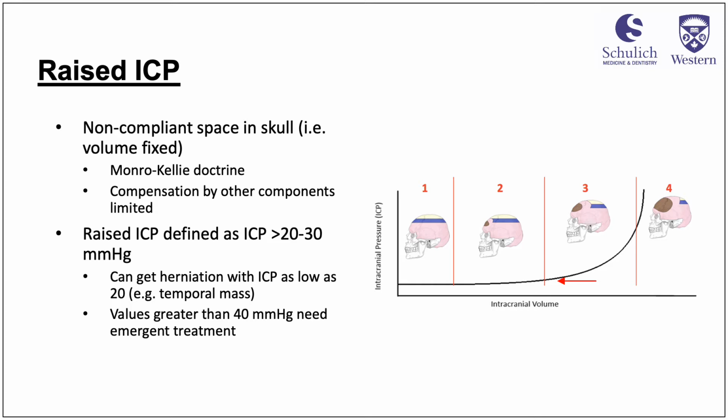Now, raised ICP is generally defined as a pressure over 20 to 30 millimeters of mercury, but that doesn't mean that a pressure of 20 is not significant or is mild. In fact, you can get herniation with as low as 20 when you have certain pathologies such as a temporal mass. And generally it's thought that as ICP approaches about 40 millimeters of mercury, you need emergent treatment. Generally that's thought to be a surgical correction while you temporize with other measures.